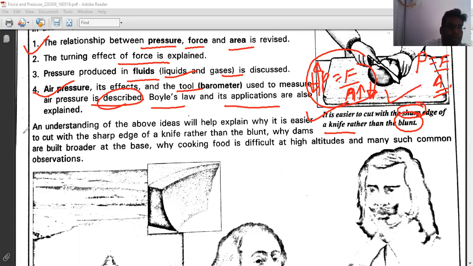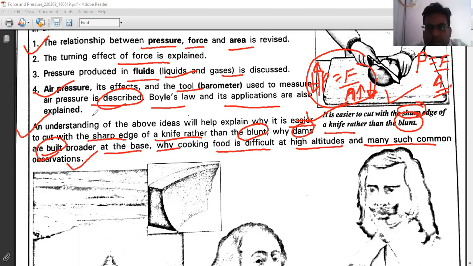Now look at the next point. Understanding of the above ideas will help explain why it is easier to cut with the sharp edge of a knife rather than the blunt, why dams are built broader at the base, and why cooking food is difficult at higher altitude. Many such examples we will observe in this chapter.